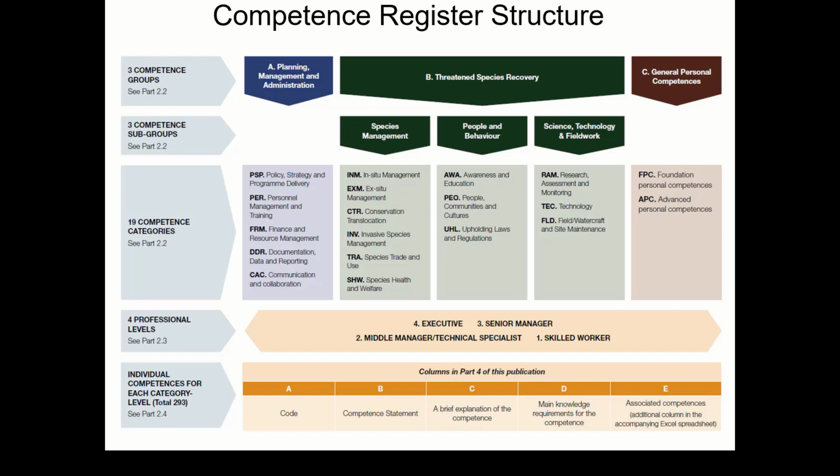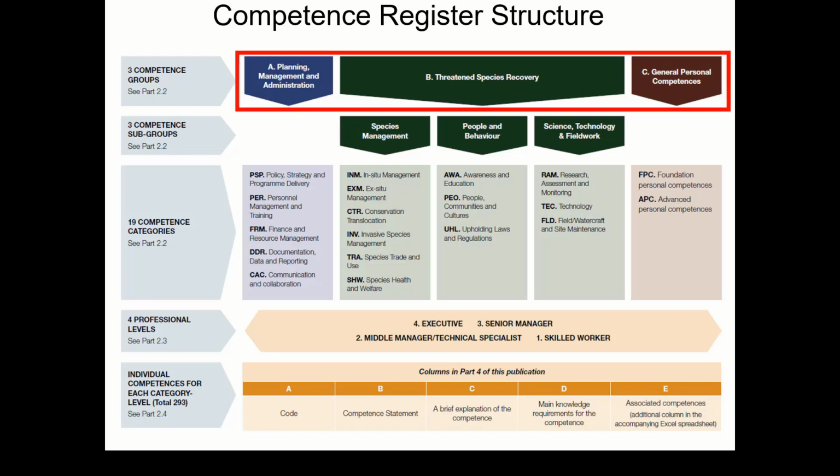Firstly, let's introduce you to the Competence Register structure. It's important to highlight at this stage that the structure is merely a way of organising the competencies in a logical format so that practitioners can find the competencies they need. The Competence Register is split into three overarching groups.